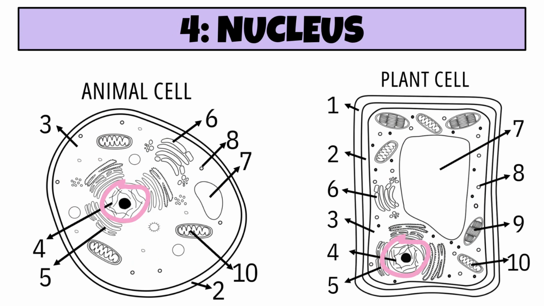Number 4, we have the nucleus, which again is located in both the animal and plant cell. It is this entire center organelle in both cells. The nucleus is the brain of the cells. It kind of tells the cell what it needs to do. So go ahead and color in the nucleus, color in flap 4, and then underneath flap 4, write the word nucleus.